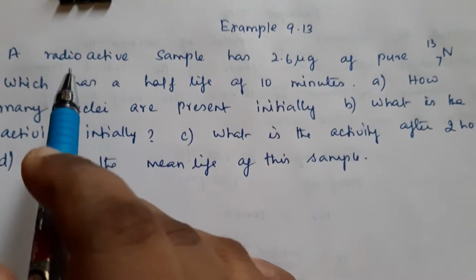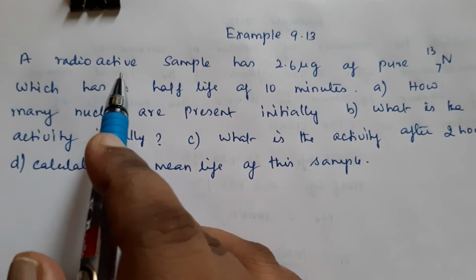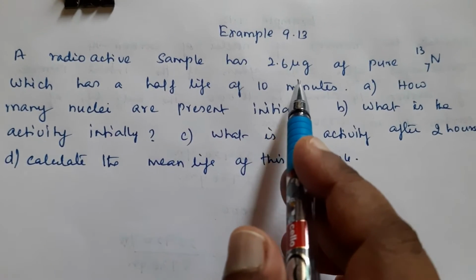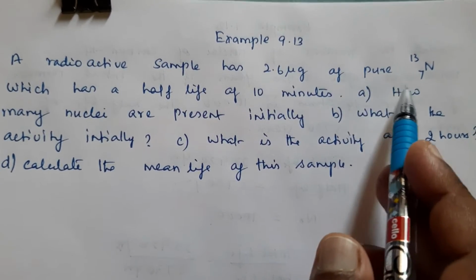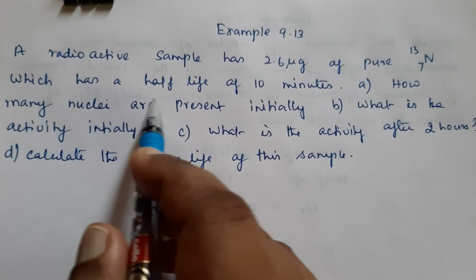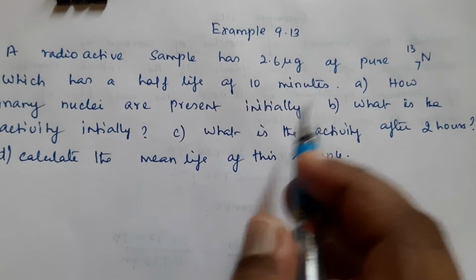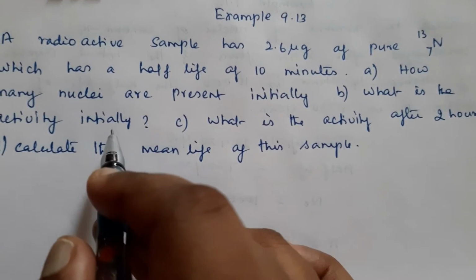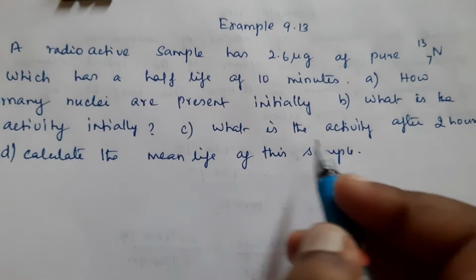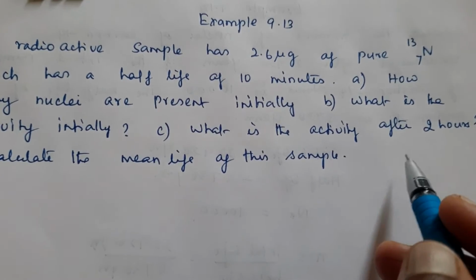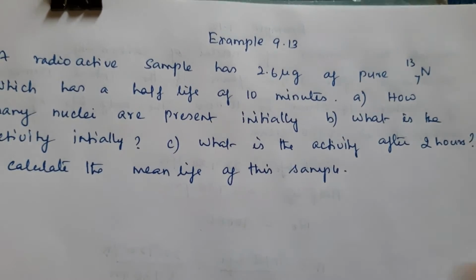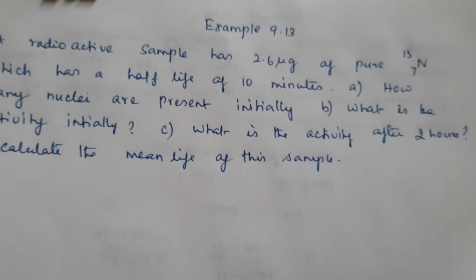Example 9.13. The radioactive sample has 2.6 microgram of pure nitrogen which has a half-life of 10 minutes. How many nuclei are present initially? What is the activity initially? What is the activity after 2 hours? Calculate the mean life of this sample.